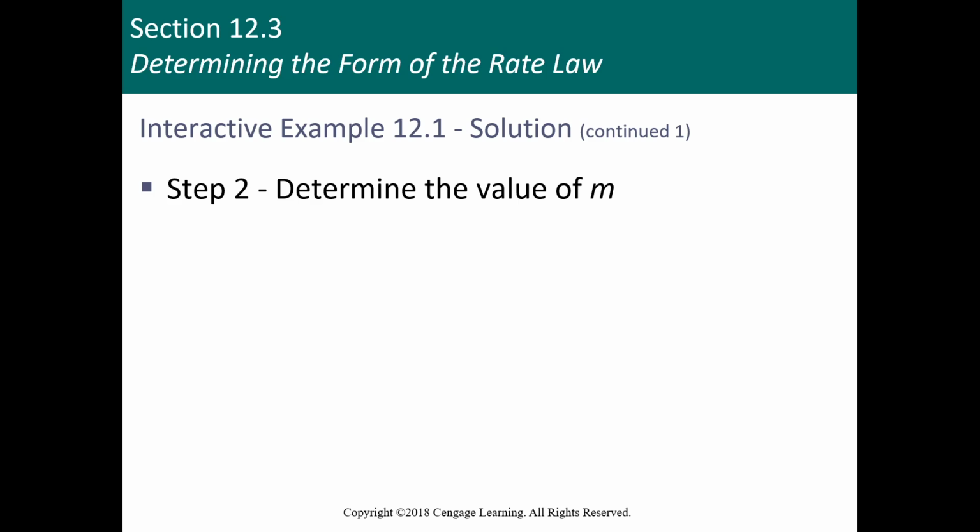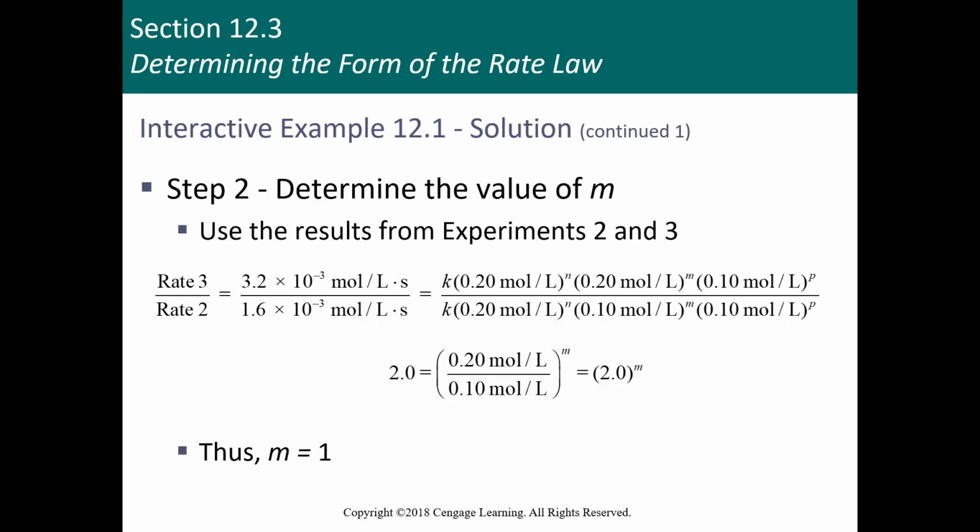All right, now let's determine the value of m. So again, we're going to use the results from 2 and 3 in this case. Why are we using 2 and 3? Well, that's because they have the same values for all but one concentration. And so we plug in, again, experiments 2 and 3, runs 2 and 3. And that gives us this rate over this rate, rate 2 over rate 3, which will give us these concentrations.